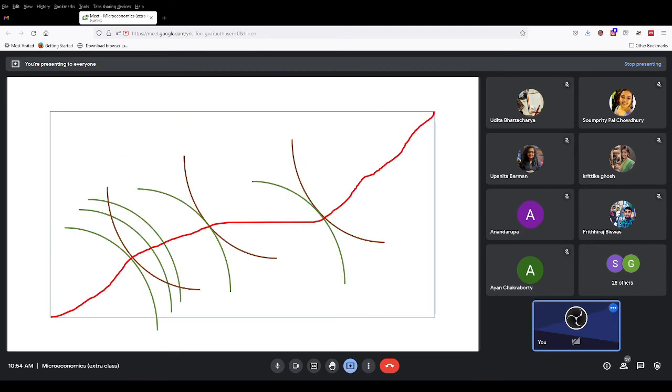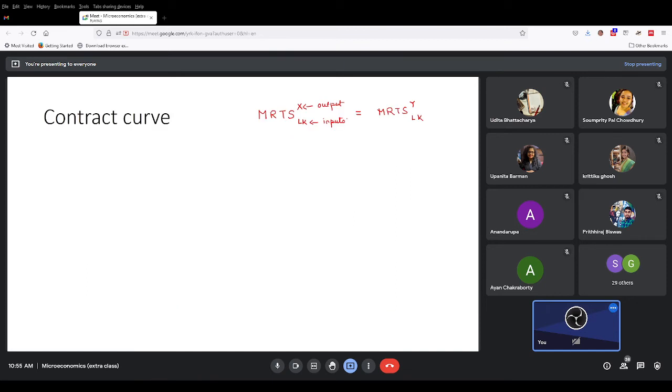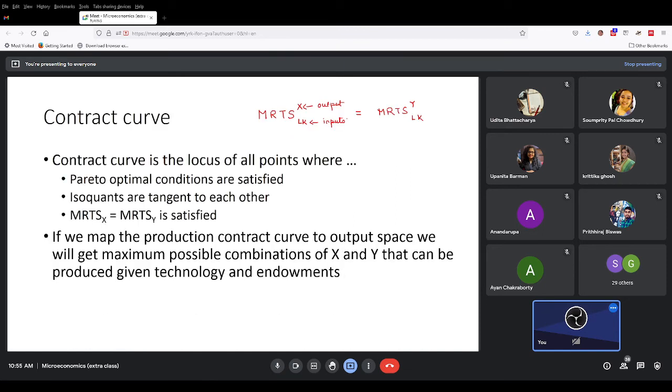So we have the contract curve, and this has been drawn in an Edgeworth-Bowley box. Okay. Now, if you map the production contract curve, because as you will see later on, we have a contract curve for consumers also. So if you map the production contract curve to output space, we will get the maximum possible combinations of X and Y that can be produced given technology and endowments. Okay, so I'll wait for you to write it down and then I'll move to the next slide.